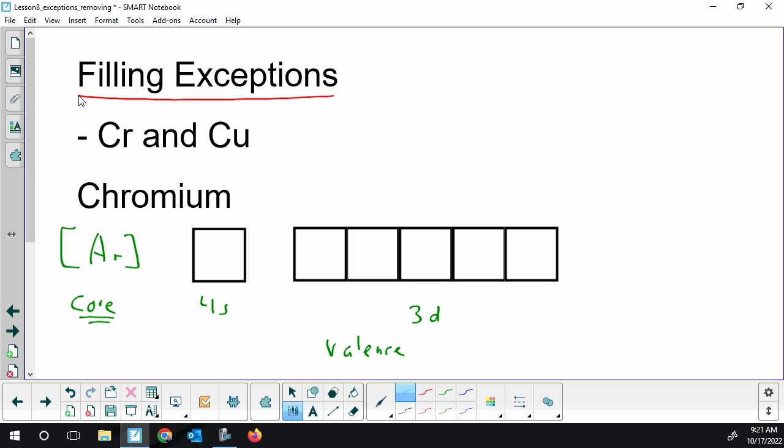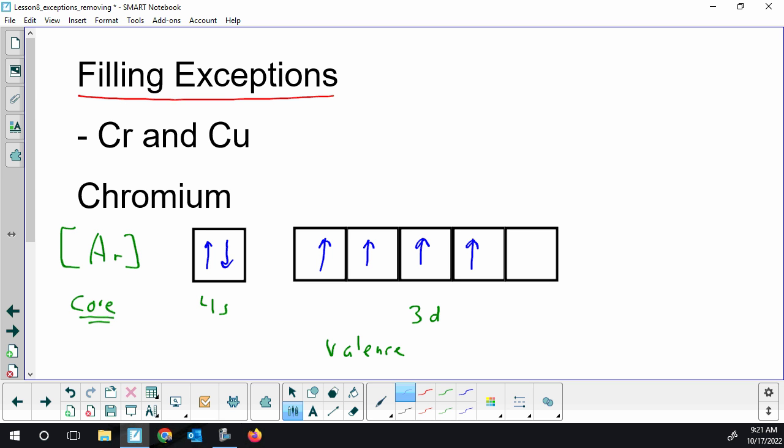I'm going to do it the old way, the non-exception, and you're not going to write this down, and then I'm going to show you where the exception comes from. Normally, you would expect to fill the 4s first, and I'm going to erase this. That leaves us another 4, and we would go all spin up. Then we run out of electrons, 1 short of filling the d orbitals. So this is what we expect.